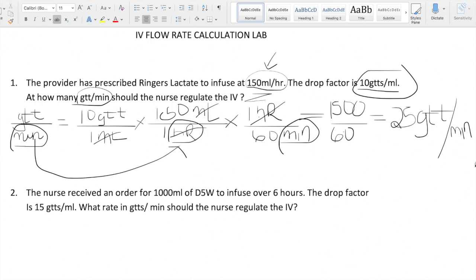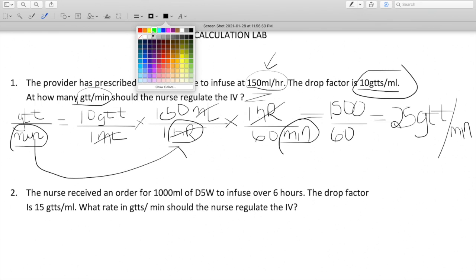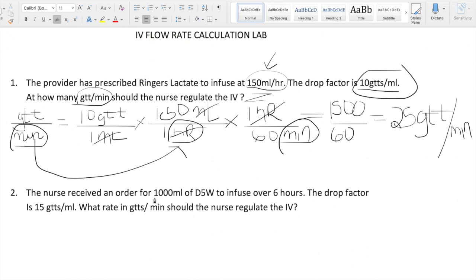Okay, so the next question asks, the nurse received an order for 1,000 milliliters of D5W to infuse over 6 hours. The drop factor is 15 GTTS/ml. What rate in GTTS/minutes should the nurse regulate the IV? So once again, it's asking for minutes, but over here, this is hours. So what do you guys think I have to do? Exactly, correct. We have to convert the problem.